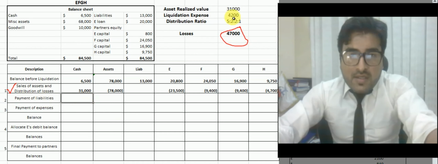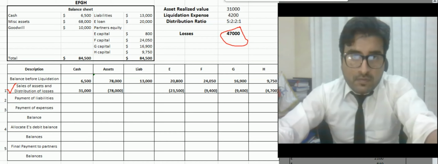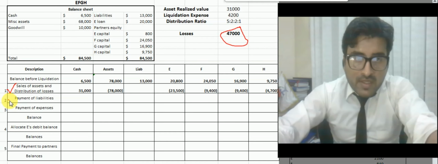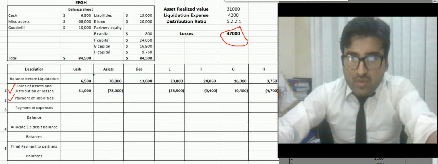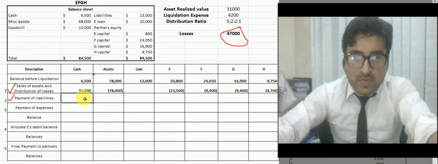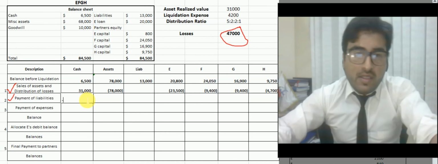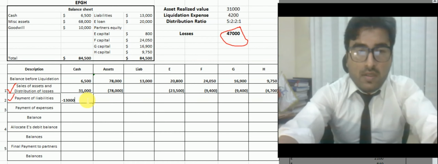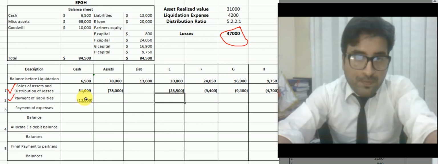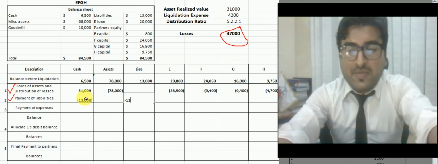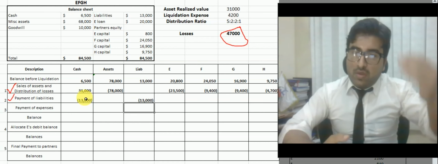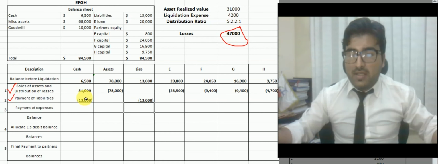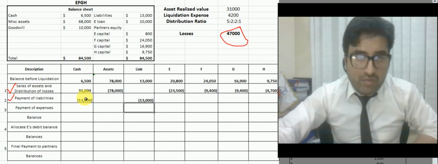Now the second step we have is the payment of liabilities. Now we are paying liabilities. So what to do? How much are liabilities we have in total? That is 13,000. It means minus 13,000 from cash, and also minus 13,000 from liabilities. What does this mean? When you pay liabilities, you are subtracting from cash and also from liabilities. For the payment of liabilities, our cash decreases, right?